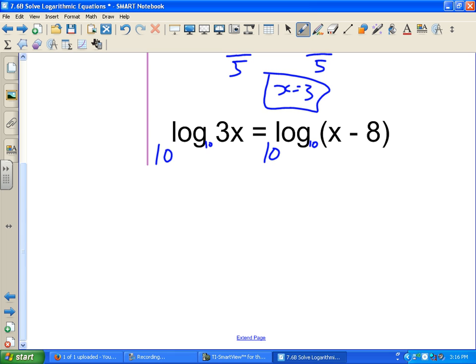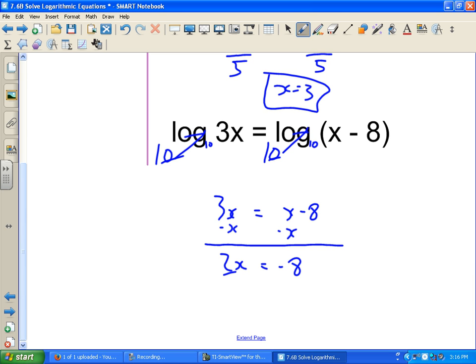When I do that, there's my identity, and I have 3x equals x minus 8. Solve the equation for x, and you're done. Divide both sides by 2, and x equals negative 4. There you go. That's it. And if you were good with yesterday's stuff, you're going to be good with today's stuff.